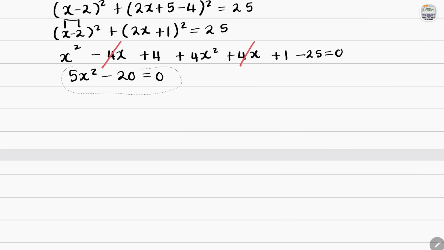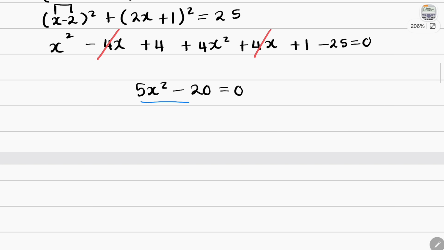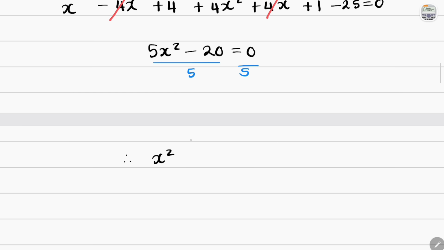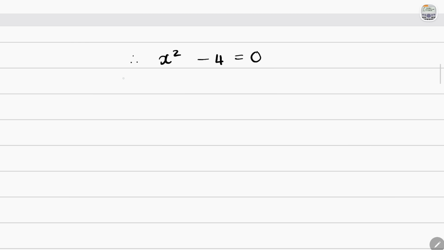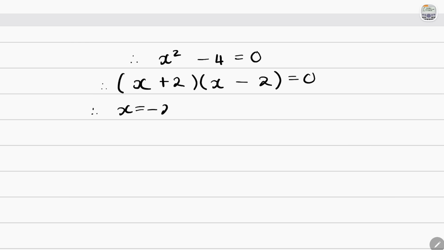Now, do you see that between 5 and 20, we have a common factor of 5? So we can divide both sides of the equation by 5, and we get x squared minus 4 equals 0, since 20 divided by 5 is 4. We have a quadratic equation, and you can use the difference of two squares to solve it. So factorize first, and then set it equal to 0. This is going to be x and x to get x squared, and then 2 and 2 to get 4, with a plus and a minus. So our solutions are x is either equal to negative 2 or x is equal to positive 2.